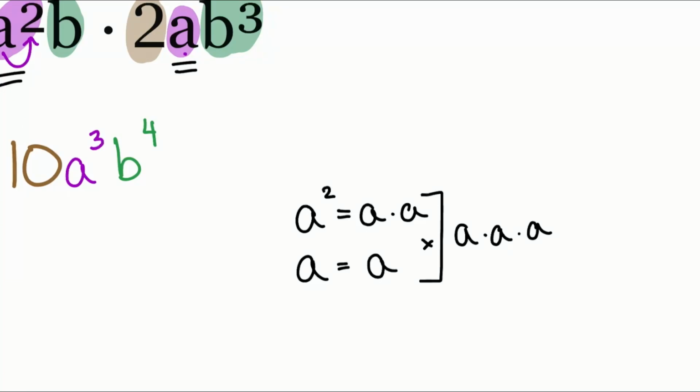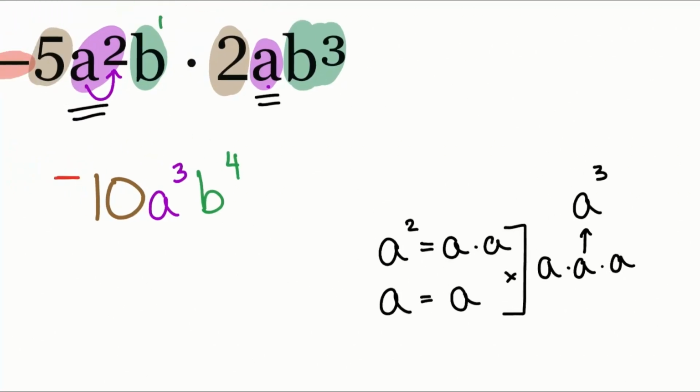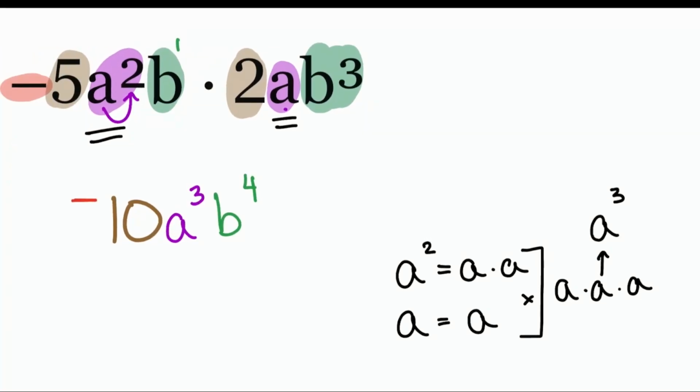And since we have 3 of those a's, a shorter way of writing that, so we don't waste time all the time, is a to the power of 3. So that's how we get the a to the power of 3. And similarly, that's how we get the b to the power of 4, because you have 1 of them here, 3 of them here. That makes 4 of them being multiplied.